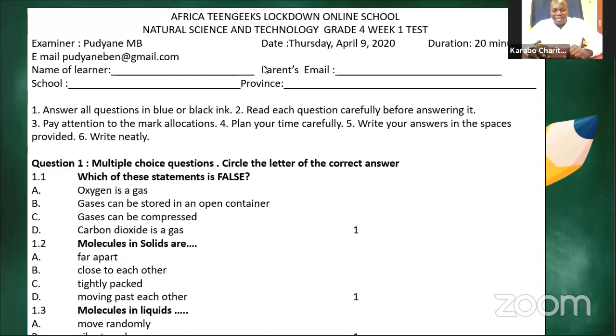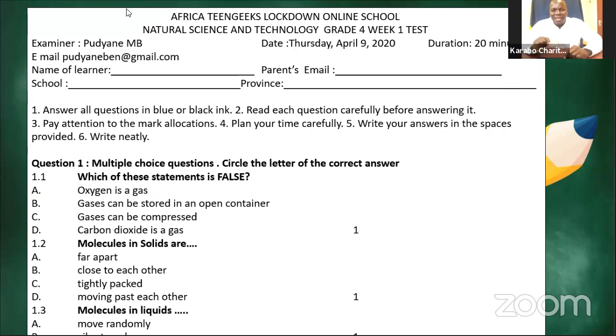Then question 2. Here is question 2. Write true or false. Liquids are visible. Is it true or false? Liquids are visible. Okay, yeah, it's true. Liquids are visible. Everybody is right. Oh, thank you very much. I clap hands for you for doing well.